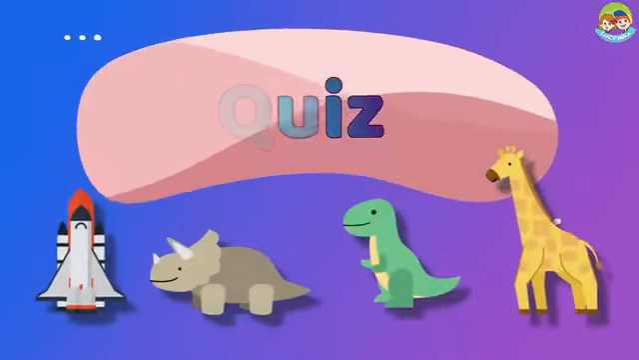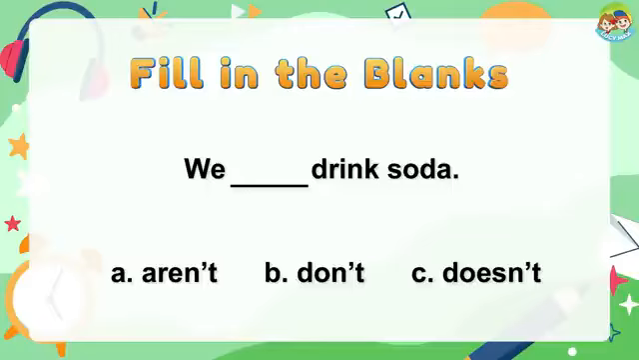Quiz. Fill in the blanks. It says, we blank drink soda. We goes with a do verb, don't. Here it says, we don't drink soda.